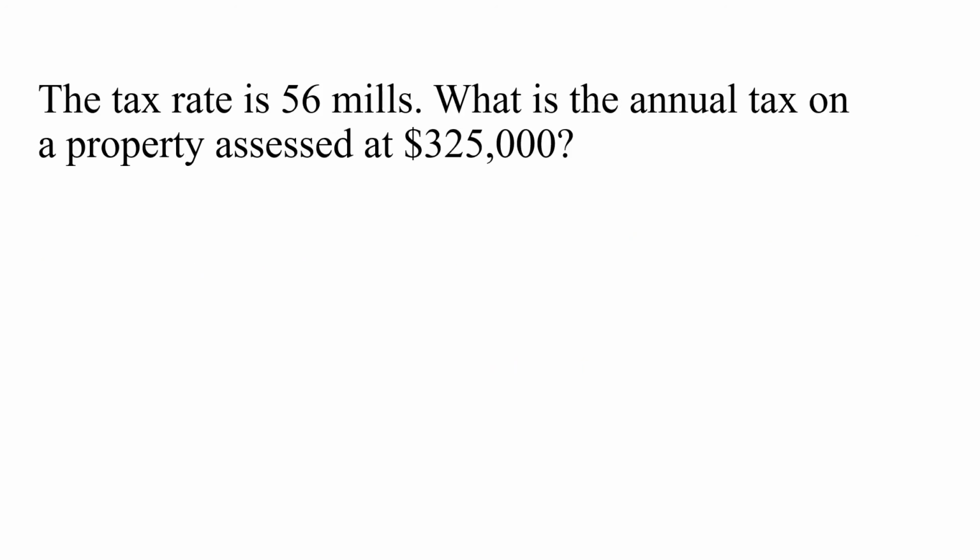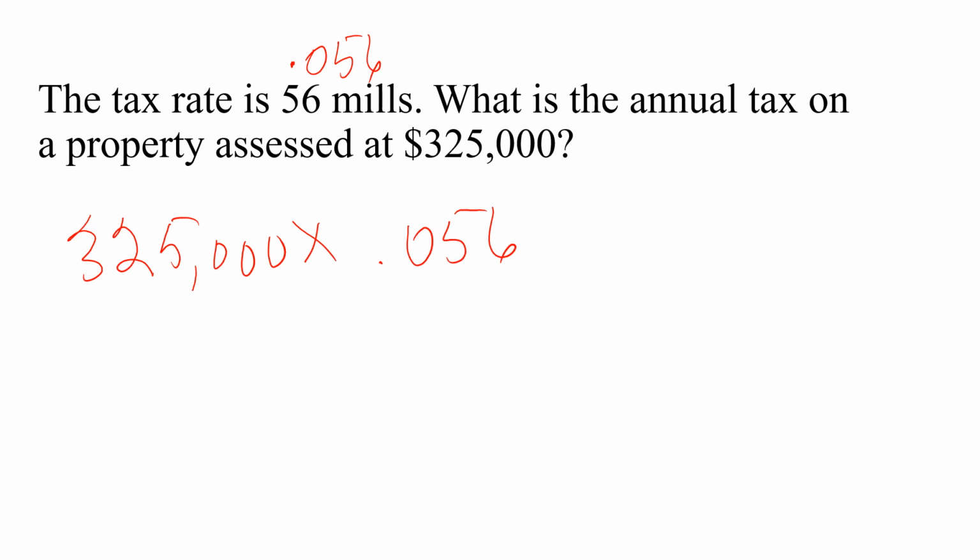The tax rate is 56 mils. What is the annual tax on a property assessed at $325,000? Remember, this is just 0.056. So 325,000 times 0.056 equals 18,200.